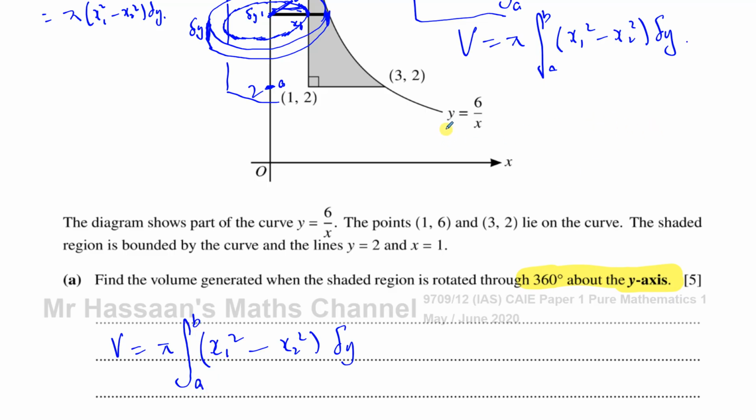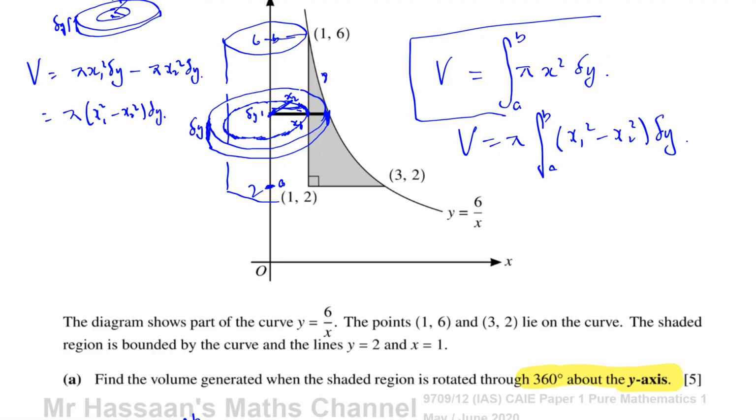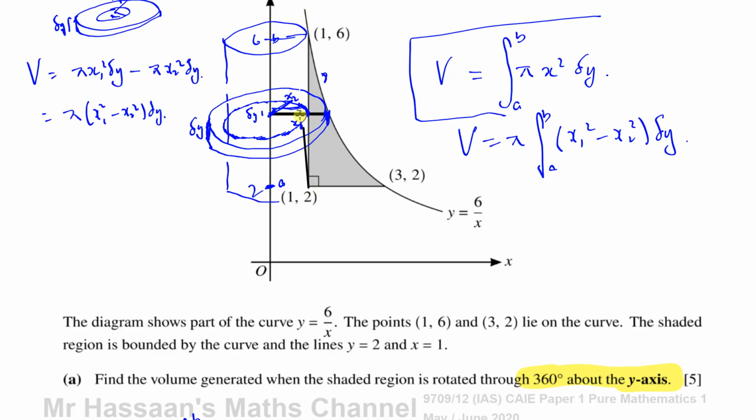So in this case, our formulas that we're going to use are y equals 6 over x, and we have the line. Now this line here is x equals 1. As you can see, this is the line as they told us, x equals 1. This line over here is x equals 1. All right, so we have to use that line.